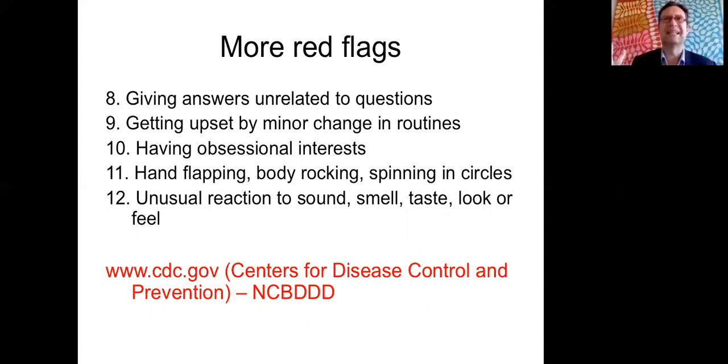It has nothing to do with what we're trying to talk about at the moment. Getting upset by minor changes in routines, having very obsessional interests, flapping hands, body rocking, spinning in circles. Those are motor red flags.